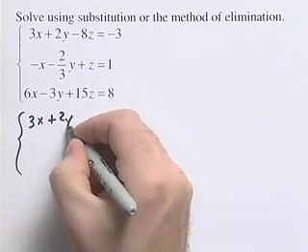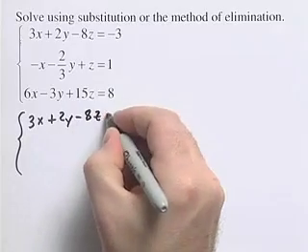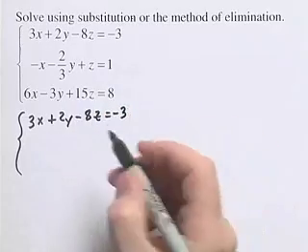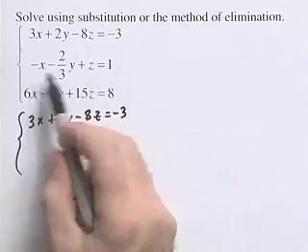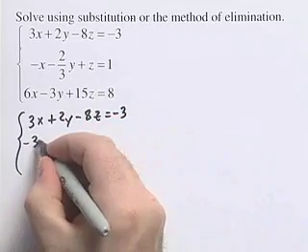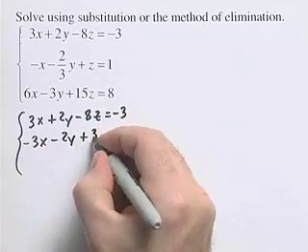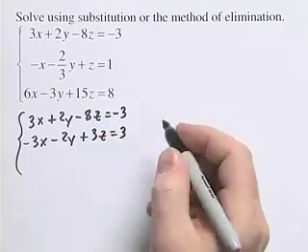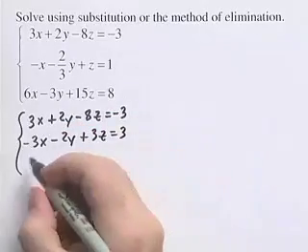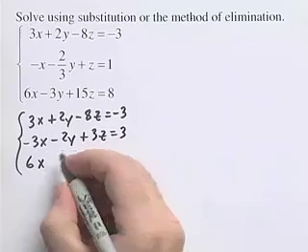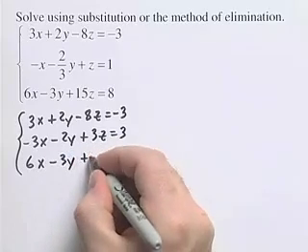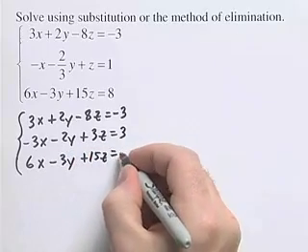3x plus 2y minus 8z equals negative 3. We're going to multiply this equation by 3. We'll have negative 3x minus 2y plus 3z equals 3. And again, we're just going to rewrite our third equation. We haven't changed that. 6x minus 3y plus 15z equals 8.